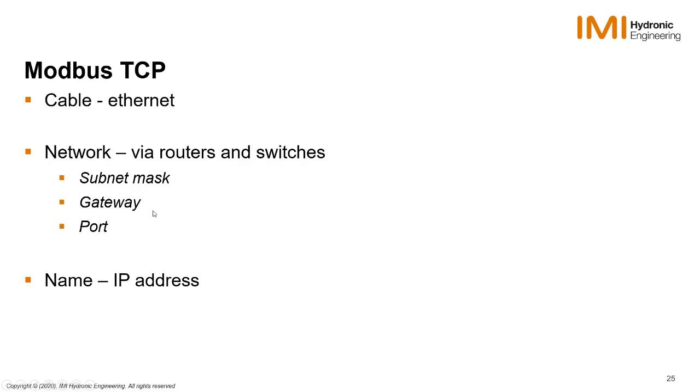You have your subnet mask, gateway, and port that needs to be right, and then you name it with an IP address. So it also has to do with the network a bit, but the name here will be the IP address.